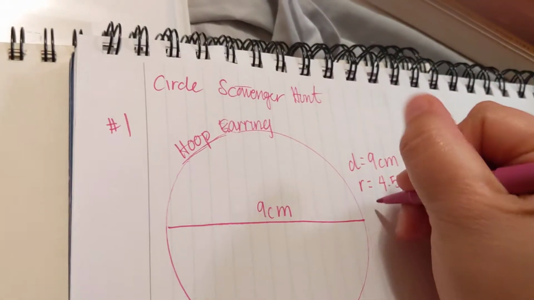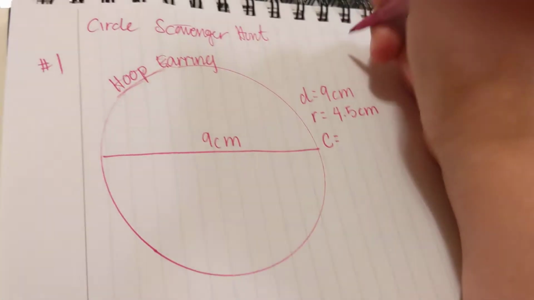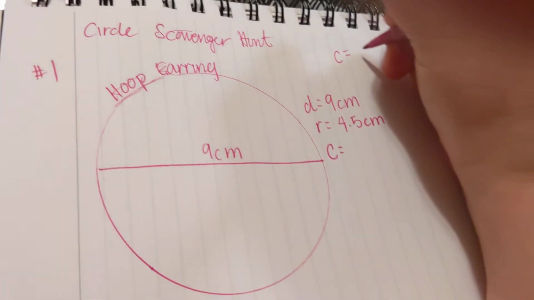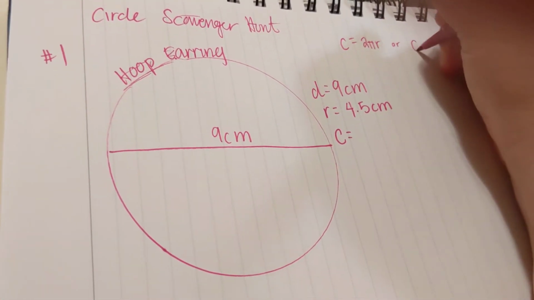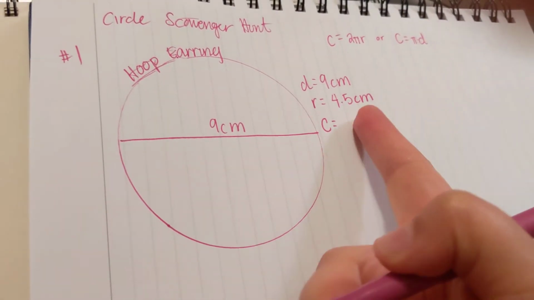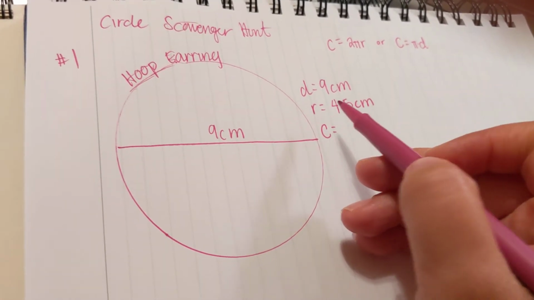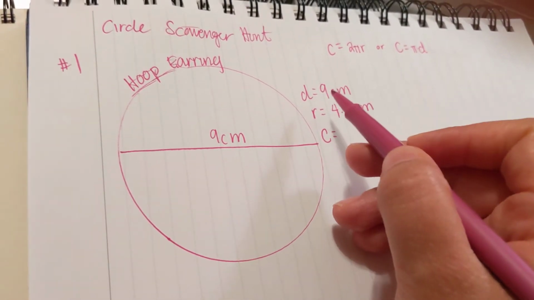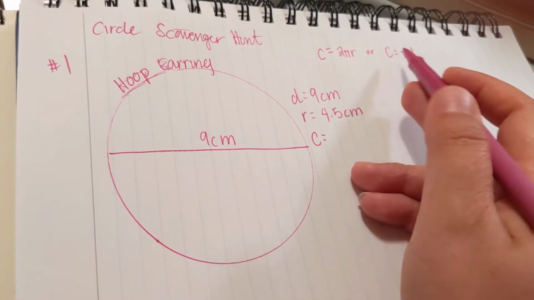Now I'm gonna go ahead and find the circumference. Remember, the circumference is either 2 formulas. It's either 2 pi r or it's C equals pi times diameter. Now I have both diameter and radius. I'm going to go ahead and use the one I think is easier. I'm going to go with 9 because it's a whole number. So I'm going to go ahead and use this one.